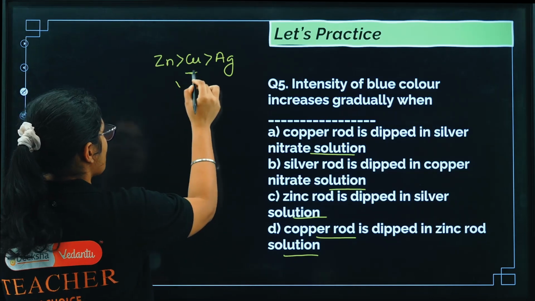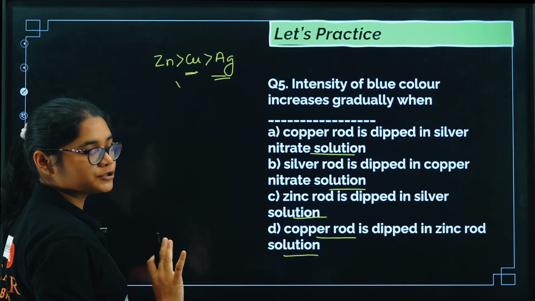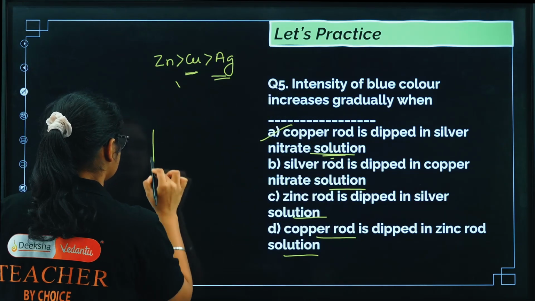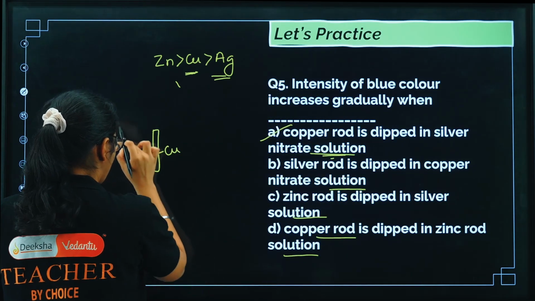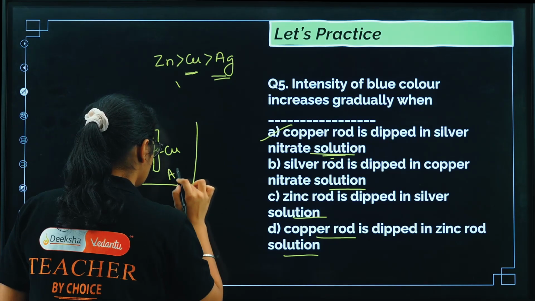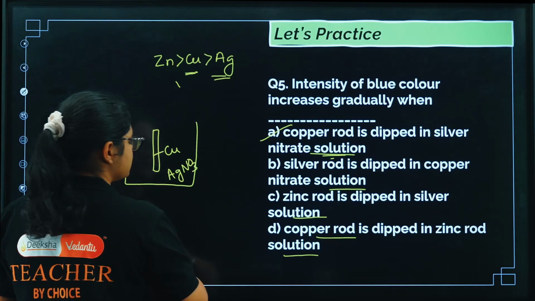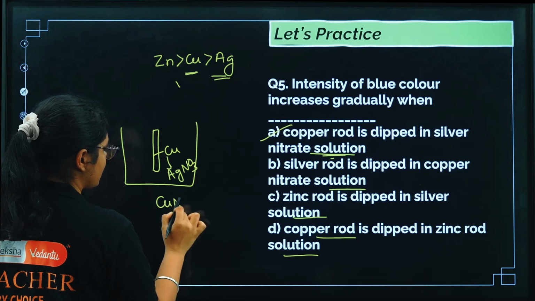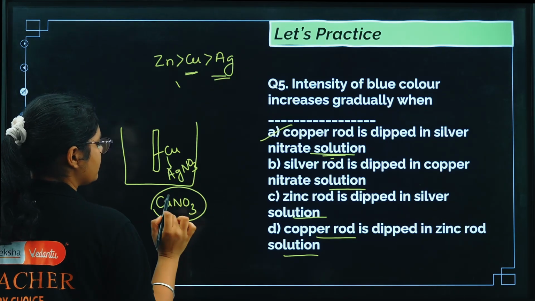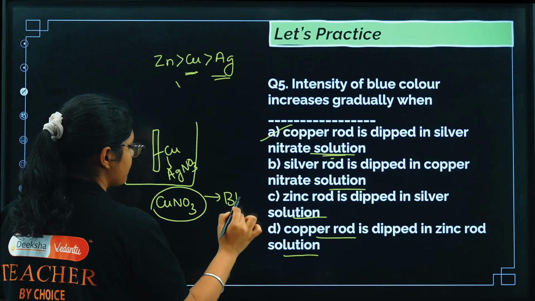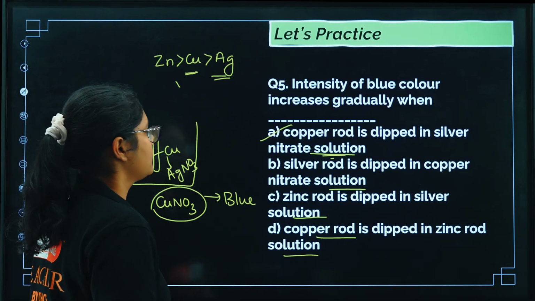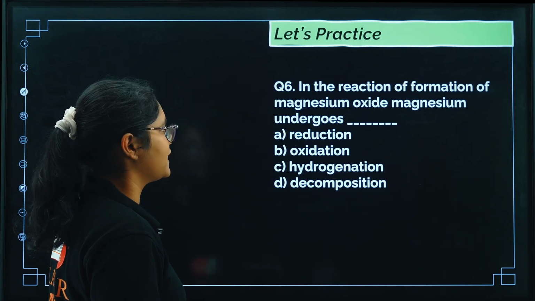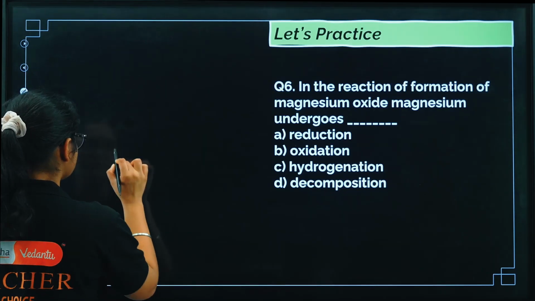So what does that mean? Copper should be dipped in silver solution. You can see copper is dipped in silver nitrate solution. If I put this one, this is copper and this is silver nitrate solution. In that case, copper will displace silver and we will get copper nitrate solution, and this copper nitrate solution is blue in color. Okay, clear.